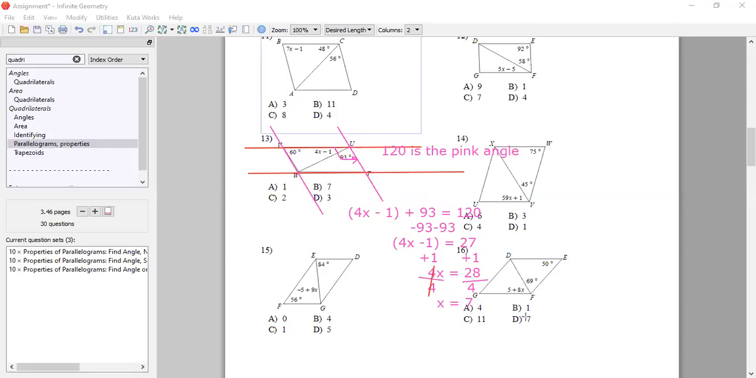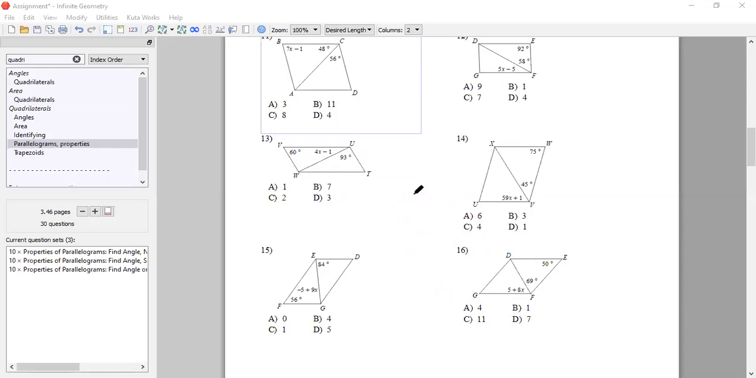And those would cancel out. Correct answer, B, X equals 7. Now, one thing I will caution you on this worksheet is, for example, number 15. This is actually referring to this angle right here. It was just too long of an expression to make it fit.